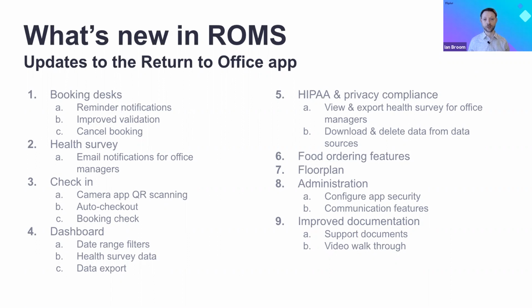We've improved the check-in capability. Instead of having to load the Return to Office app and scan the barcode with the app, you can now scan the check-in and check-out codes directly from the camera app on your phone, which is available on your lock screen. The app will also auto check you out when you check in again. So if you forgot to check out, we won't let you check in multiple times. And if you try to check in and you don't have a booking, we will warn you.